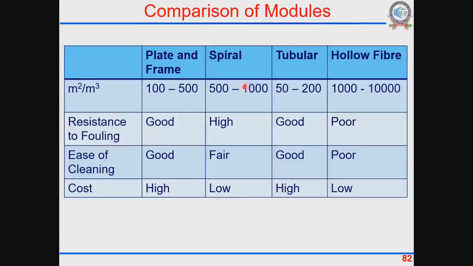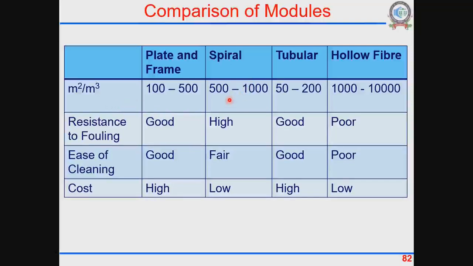Okay, just to compare different modules: plate and frame, spiral, tubular, hollow fiber, we are comparing in terms of various parameters, how much area they offer for filtration per unit volume of the module, how resistant they are to fouling, what is the ease of cleaning, and what is the cost. So for example, plate and frame, you will not have very high surface area per unit volume like a plate heat exchanger, but because of the spacers, you would have a good resistance to fouling. You can of course dismantle and clean the operation, but the cost would be high.